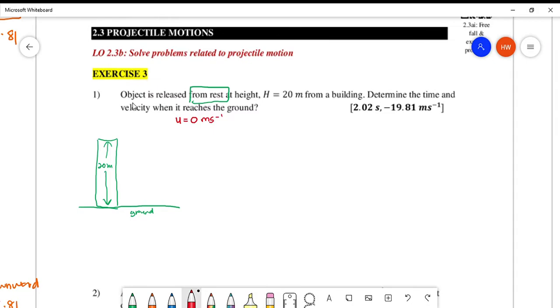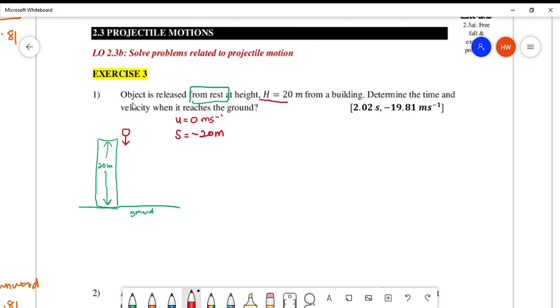Okay, sekarang kita tahu dia bagi height. Tapi bila kita nak solve equation, kita kena tulis S, displacement. Berapa displacement dia? 20. Okay, now comes the negative sign. Sekarang saya akan terangkan. Sepatutnya dia bukan 20, dia akan jadi negative 20. Kenapa negative 20? Saya tulis dulu jawapan dia, negative 20.